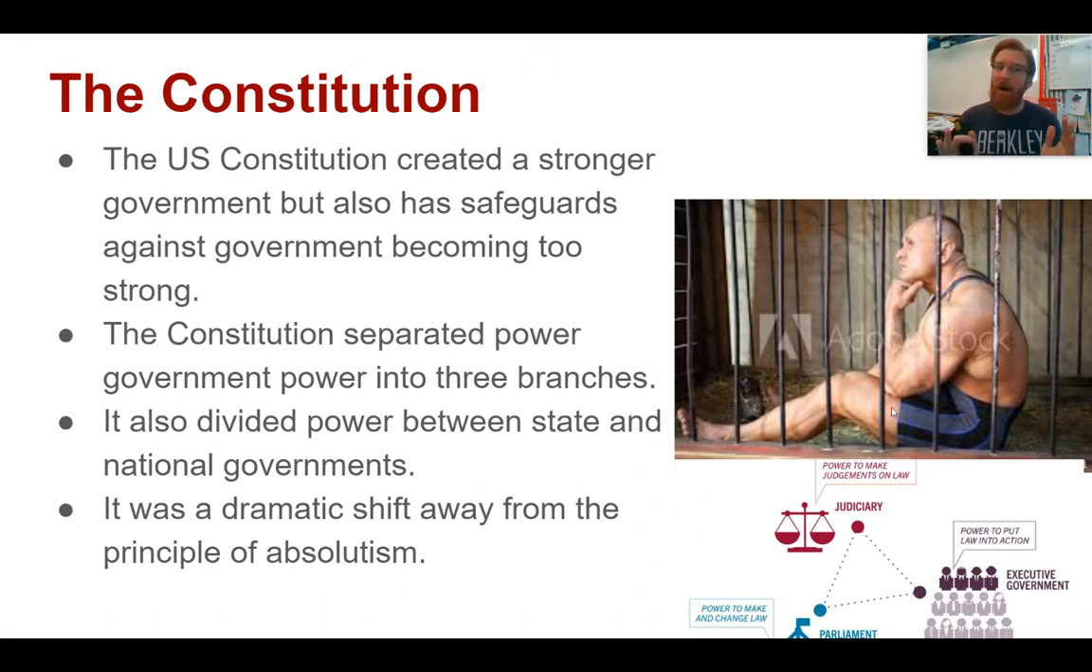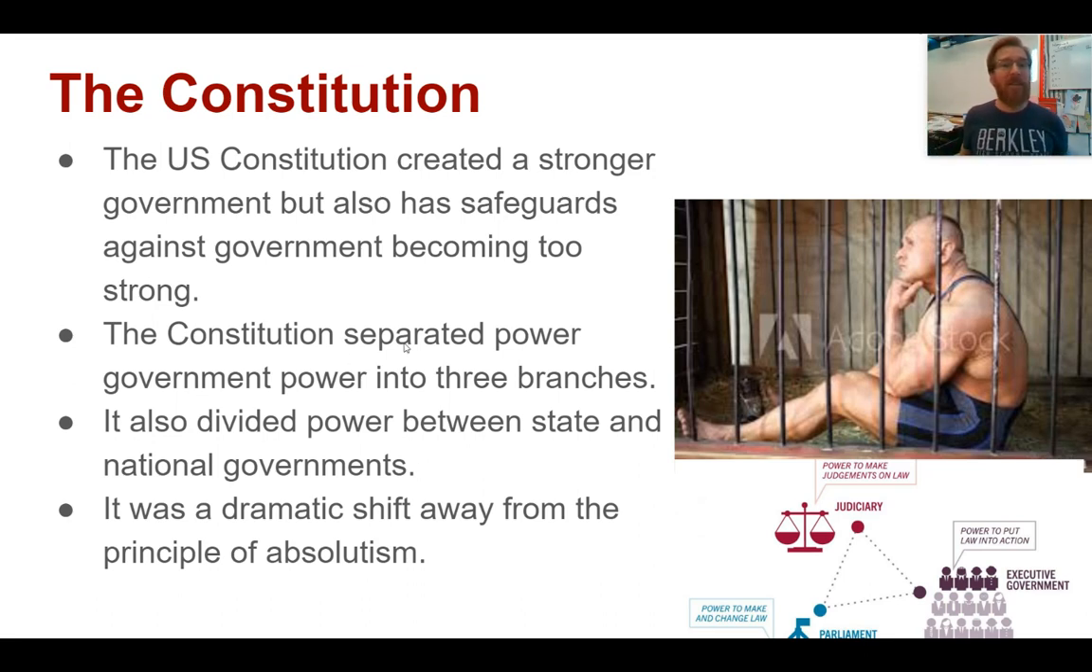But again, we're worried about this. We don't want a strong government. So we need to confine our stronger government. We need safeguards to make sure that it can't become too powerful. And so the Constitution puts in place a number of these safeguards.